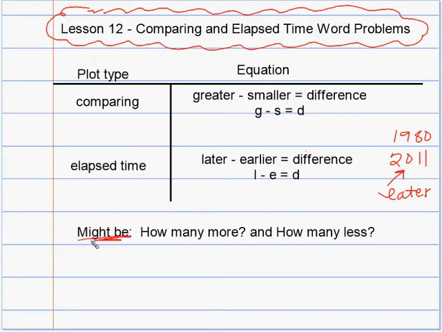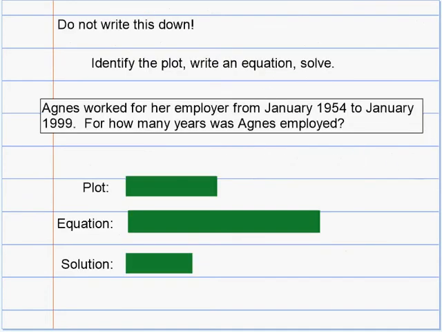The types of questions that you might be asked would be like, how many more, or how many less? So if you see that in a problem, if they're asking you how many more something is than the other, or how many less, that is a comparing or an elapsed time plot that you can think of. Okay, I have two examples for you, and you do not need to write these down unless you want to. We're going to identify the plot, we're going to write an equation, and we will solve.